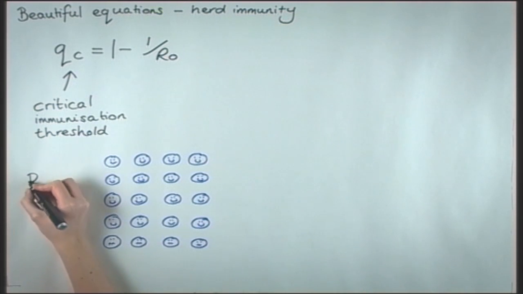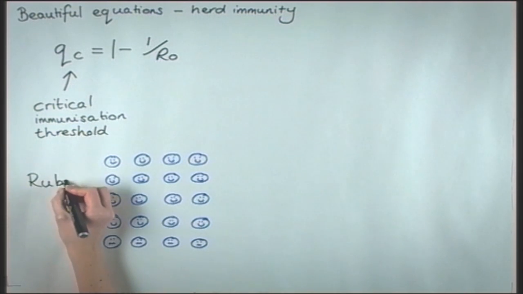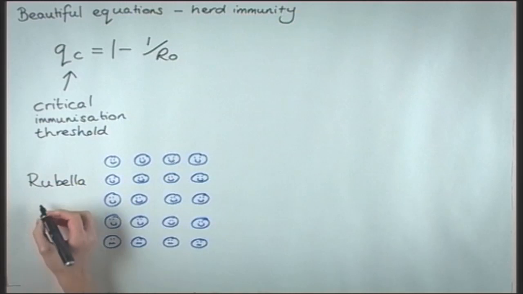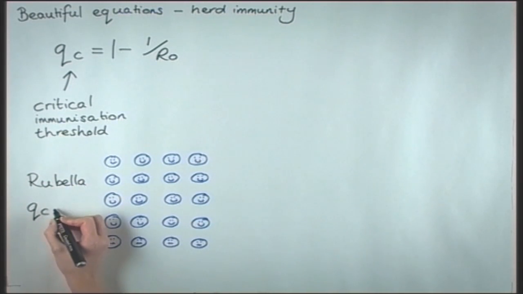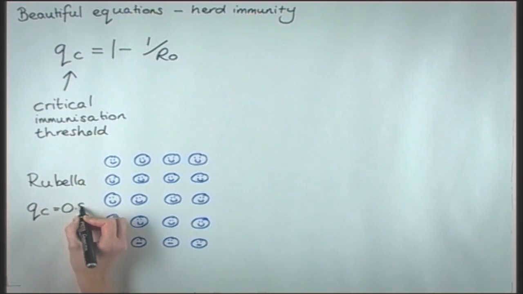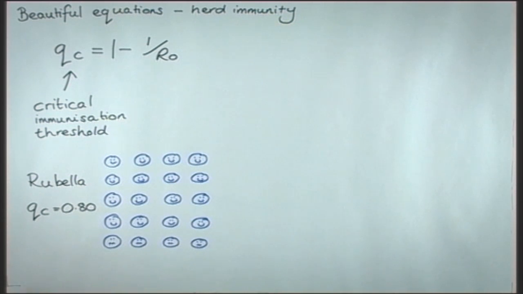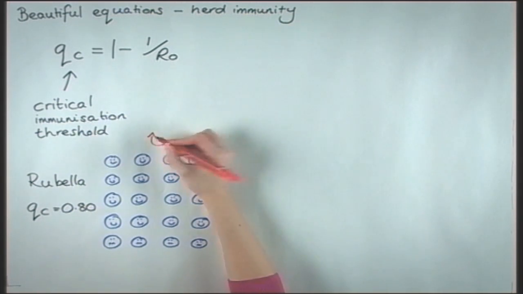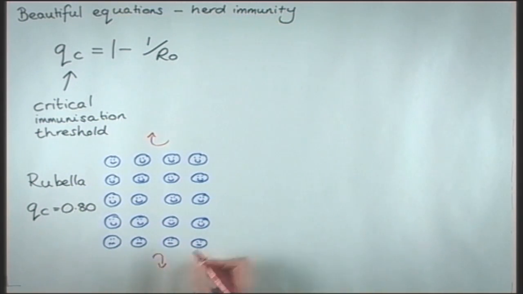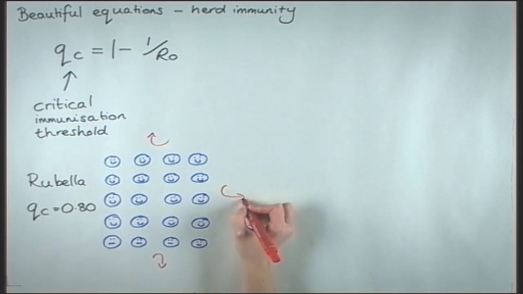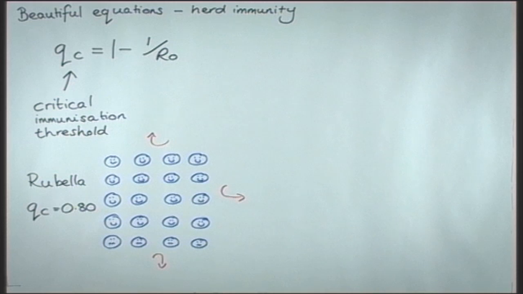The threshold value represents the proportion of the population that should be immunised to achieve herd immunity. For rubella, this is 0.80 of the population, or 80%. Infections will not be able to invade this population. Individuals may contract the disease, but infectious individuals will not be able to spread the disease throughout the population.